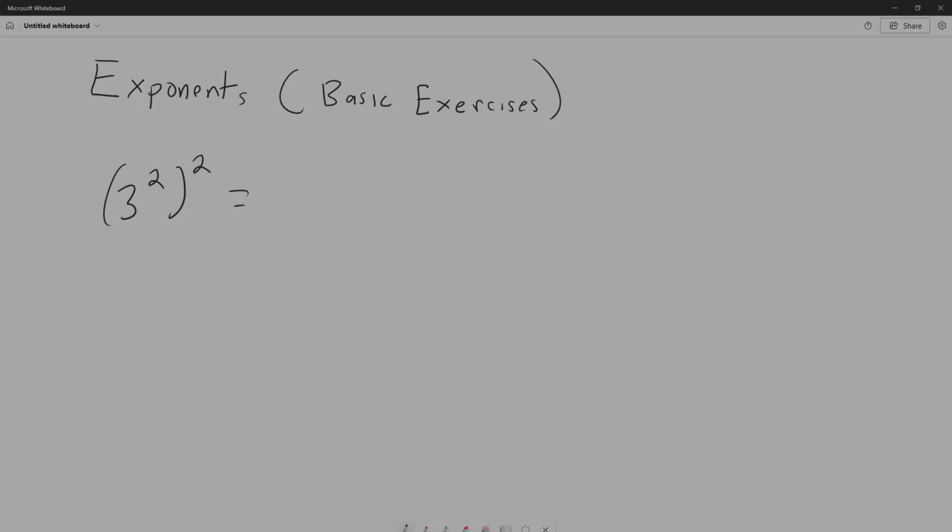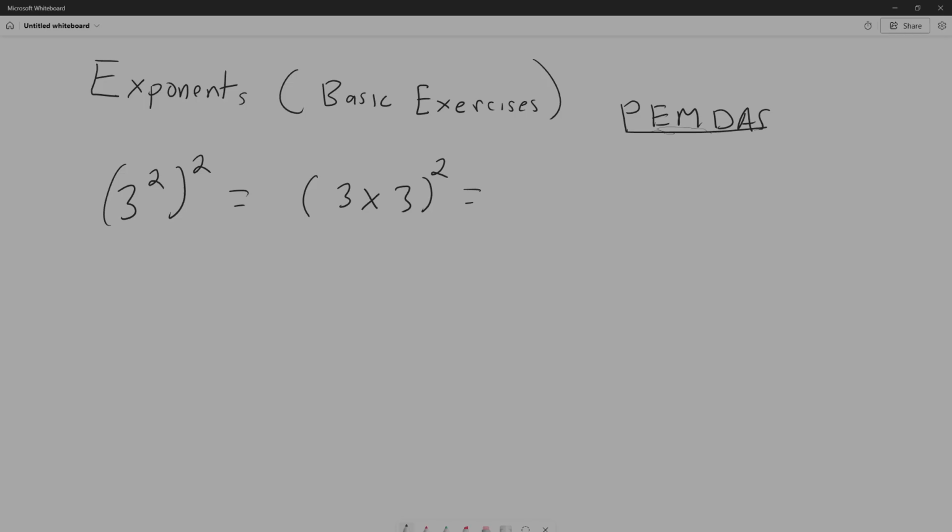The way you do it, so remember PEMDAS, you have to do the order of operations, right? So PEMDAS says parentheses, exponent, multiplication, division, addition, subtraction. So here we can do the parentheses first. What is 3 squared? That's equal to 3 times 3, and then we square because that's what is given outside.